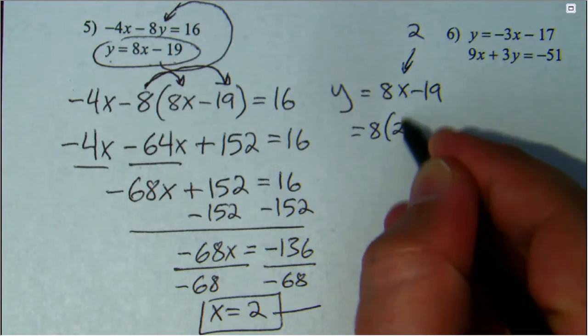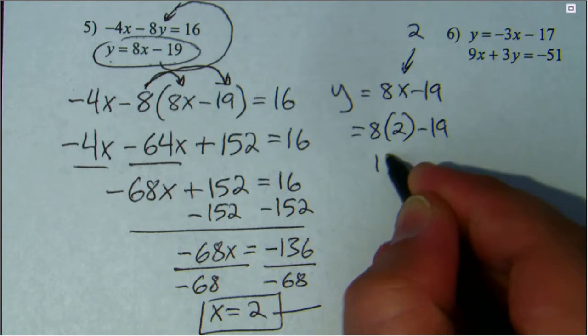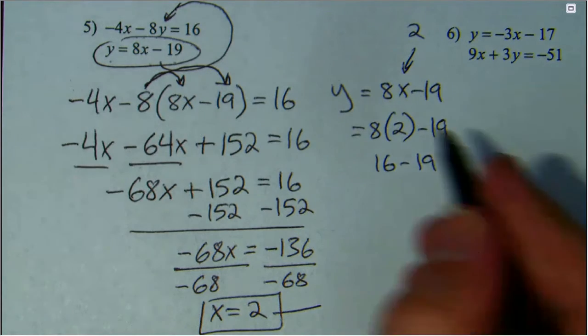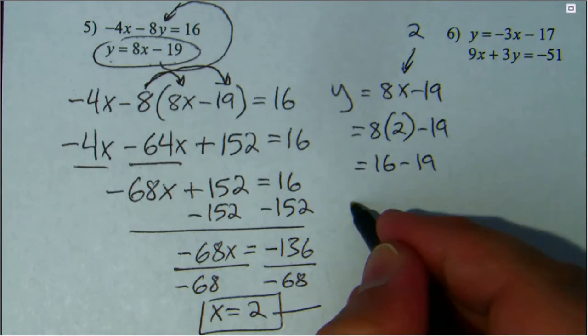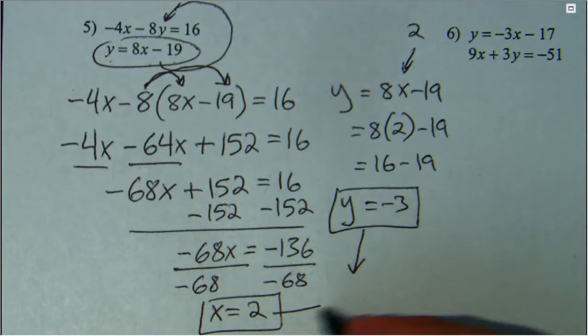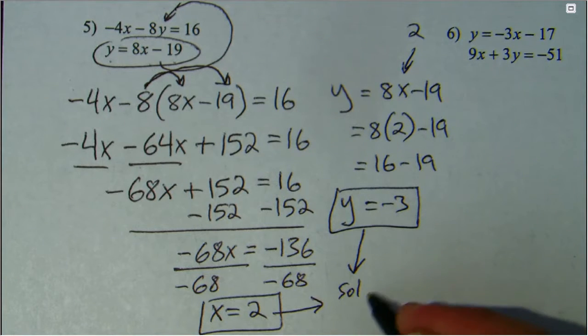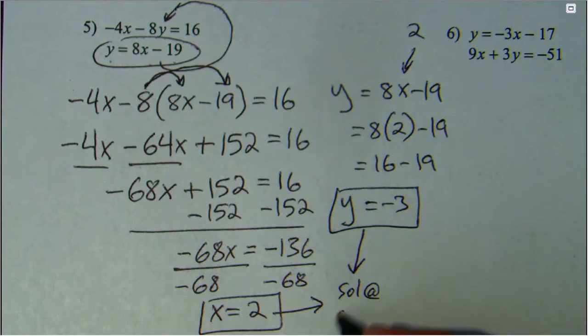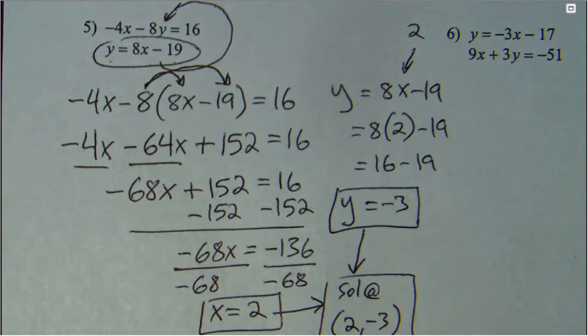What's 8 times 2? What's 16 minus 19? Yeah. So, there you go. So your solution is at 2 comma negative 3. Done.